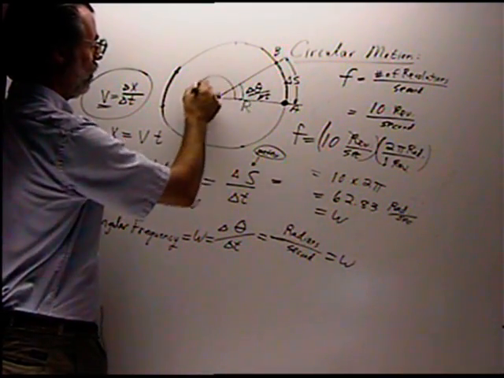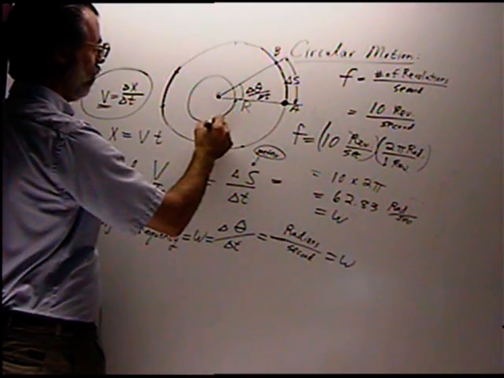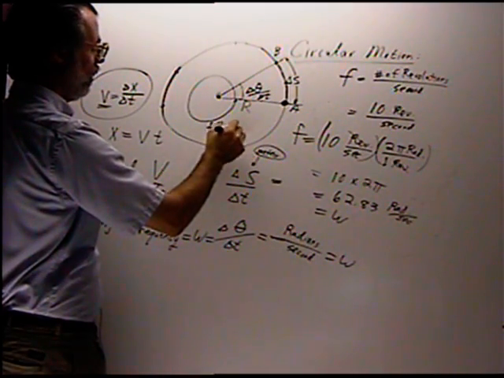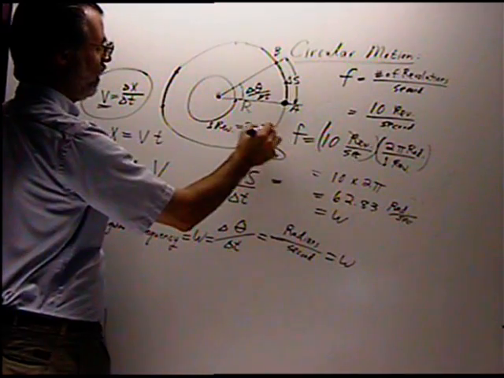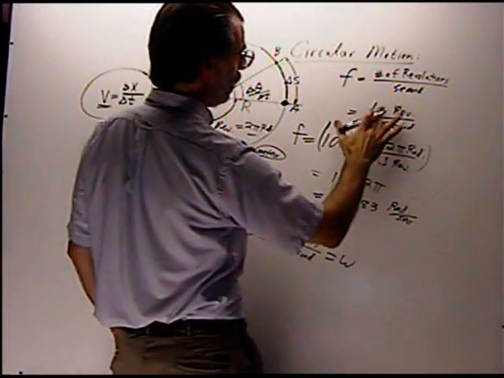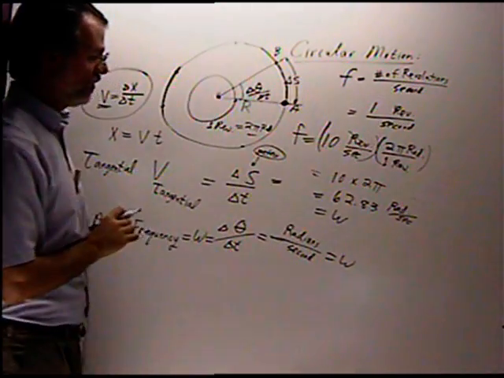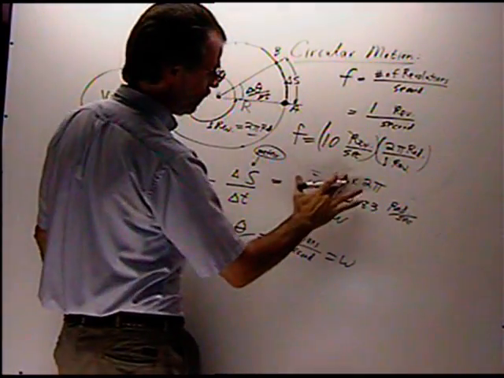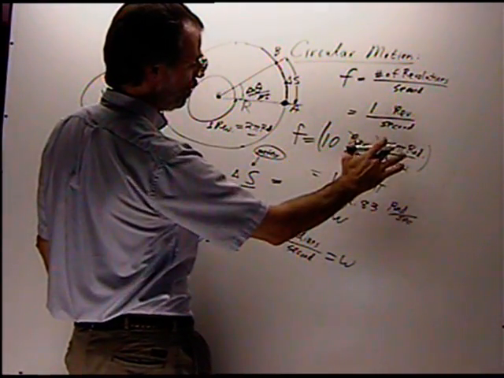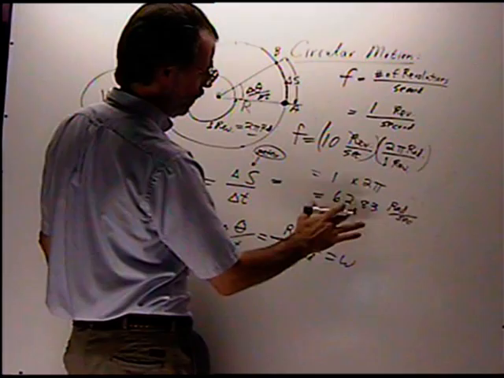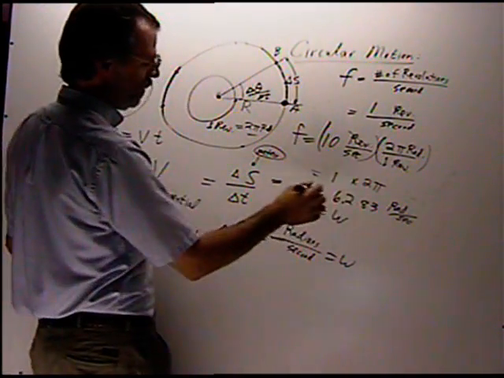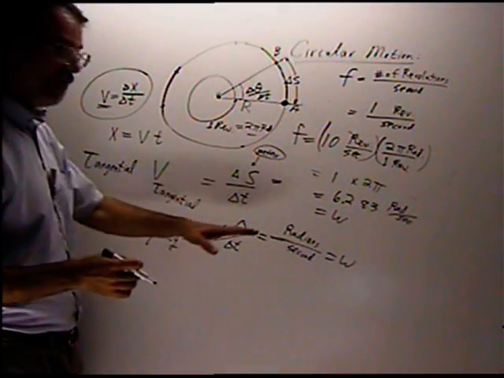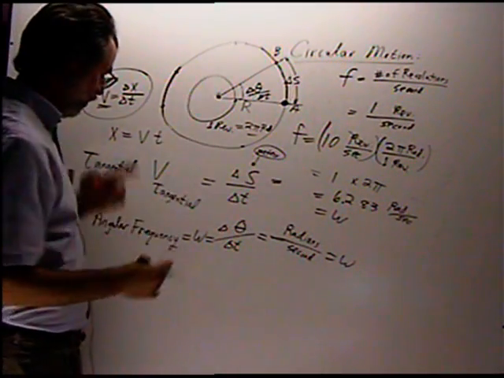Remember, one complete revolution is equal to 2 pi radians. Okay? So if this were just doing 1 revolution per second, then obviously we would just have 1 revolution times 2 pi, and we would simply have 2 pi radians per second. 1 complete revolution per second.